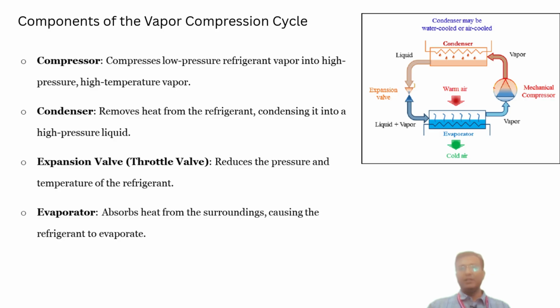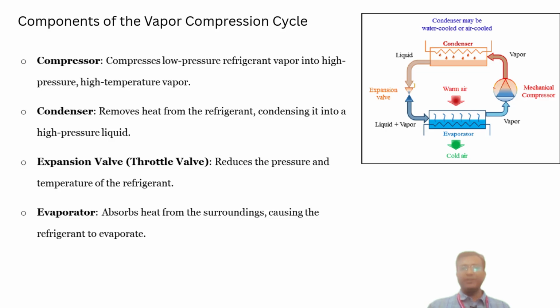Next, the condenser. Here, the hot high pressure vapor releases its heat to the surroundings, like air or water outside your refrigerator. As it cools, the refrigerant condenses into a high pressure liquid ready for the next step. Think of the condenser as the heat dumping radiator on the back of your refrigerator.